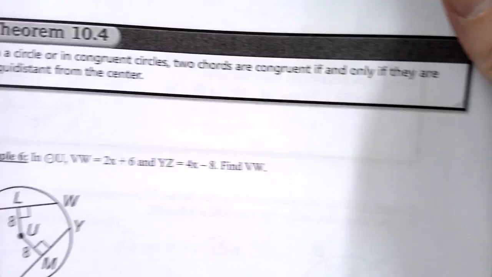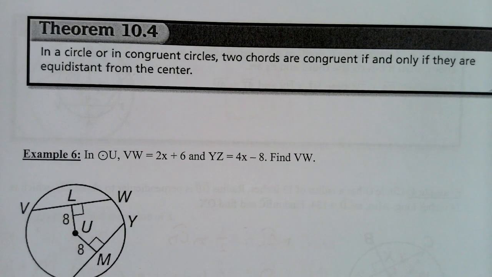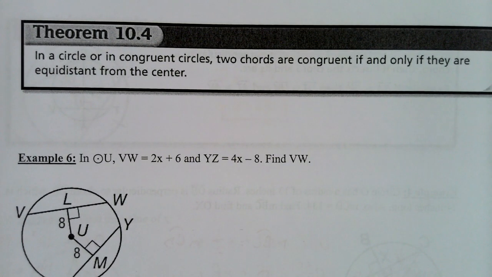Last page. In a circle or in congruent circles, two chords are congruent if and only if they are equidistant from the center.